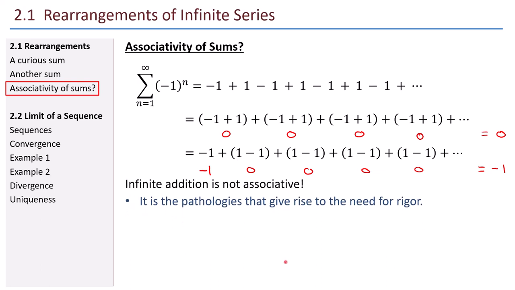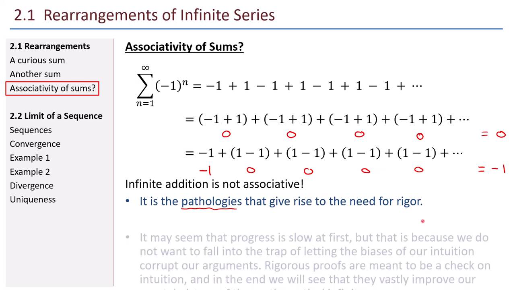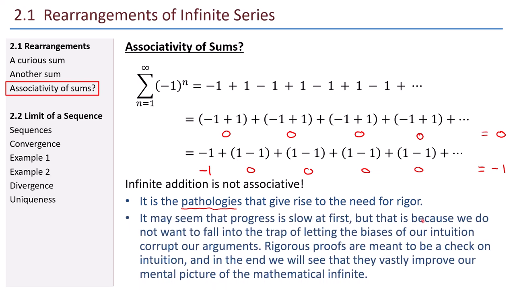These weird things that go against our intuition, sometimes these are called pathologies. It is the pathologies that give rise to the need for rigor. Another statement in our book reads, "It may seem that progress is slow at first, but that is because we do not want to fall into the trap of letting the biases of our intuition corrupt our arguments. Rigorous proofs are meant to be a check on intuition, and in the end, we will see that they vastly improve our mental picture of the mathematical infinite."